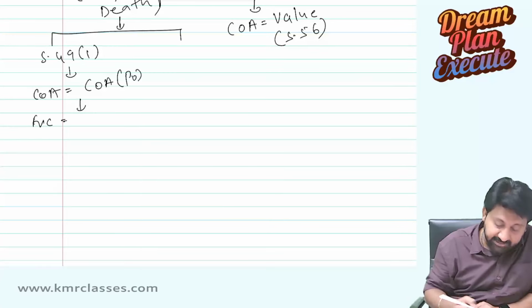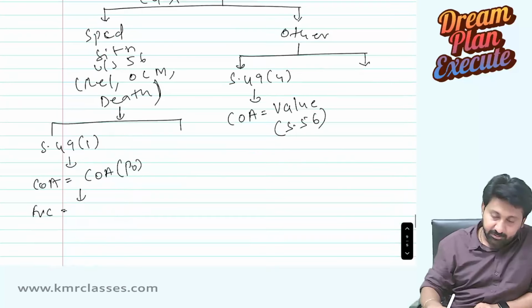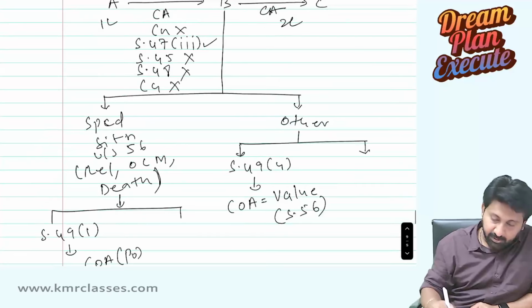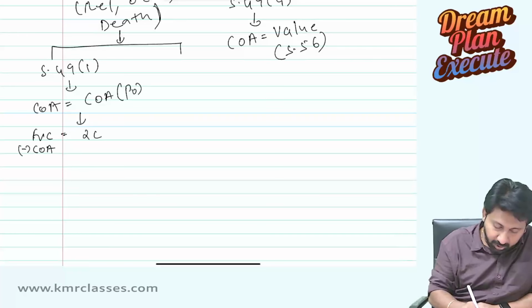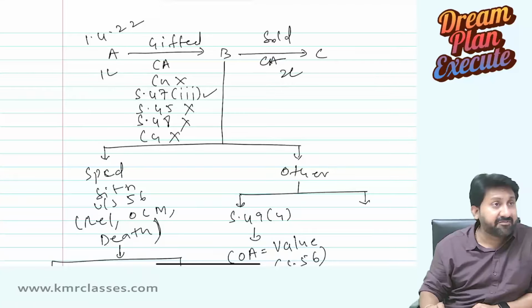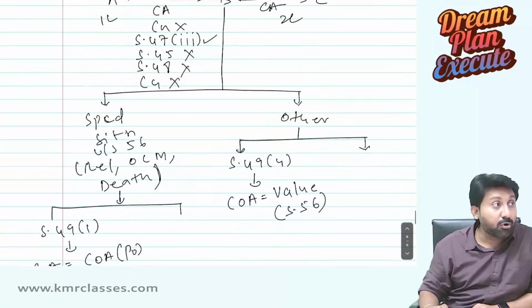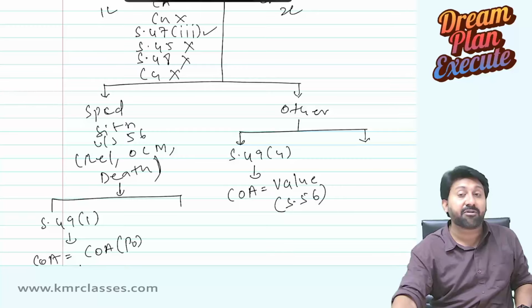Full value consideration will be B sold to C for 2 lakh. Cost of acquisition: you did not acquire it, it's a gift. Moreover, it is not even assessed under section 56 because it is received from a relative.